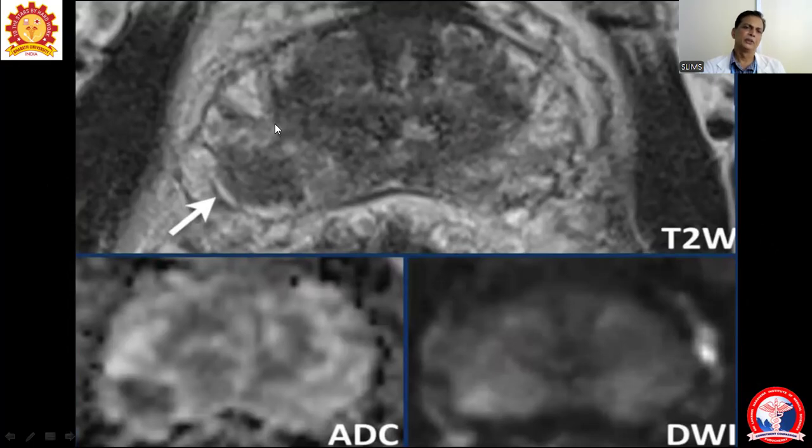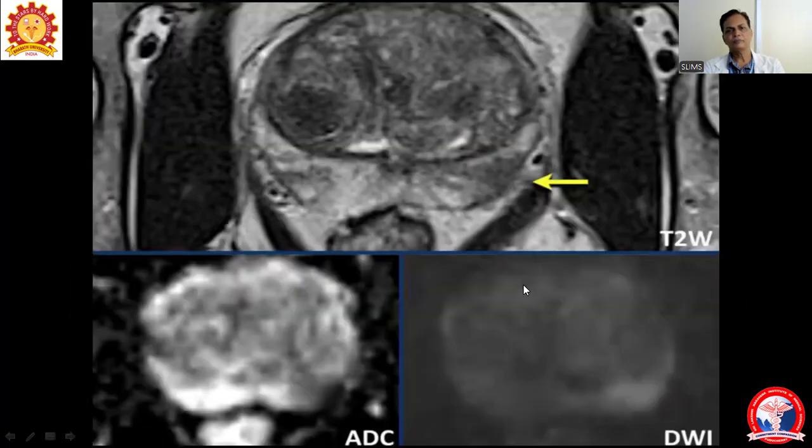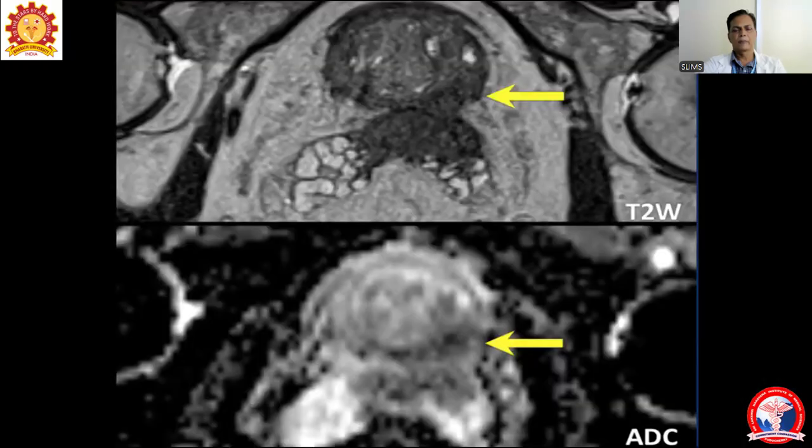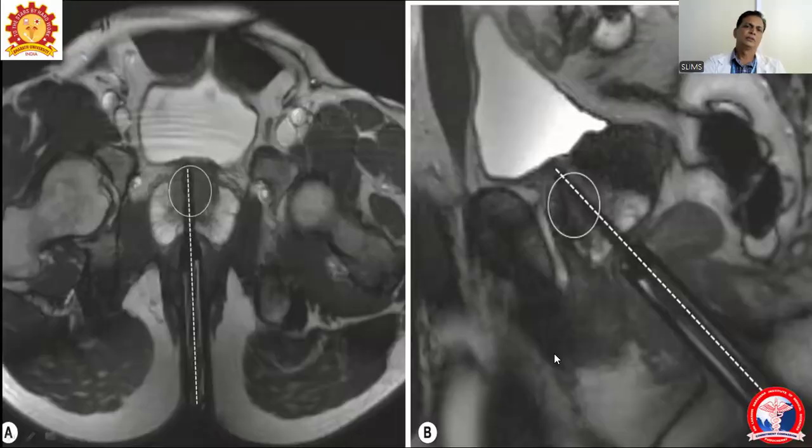This is an MRI image. This is a lesion in the prostate, in the peripheral zone. The central zone appears normal. Here a peripheral zone lesion is there. Here is a large lesion, almost engulfing the central zone and transitional zone. Another case of prostate malignancy.